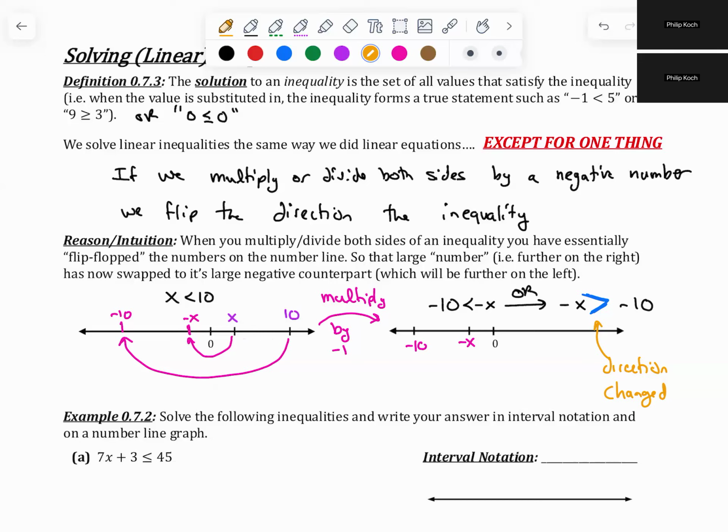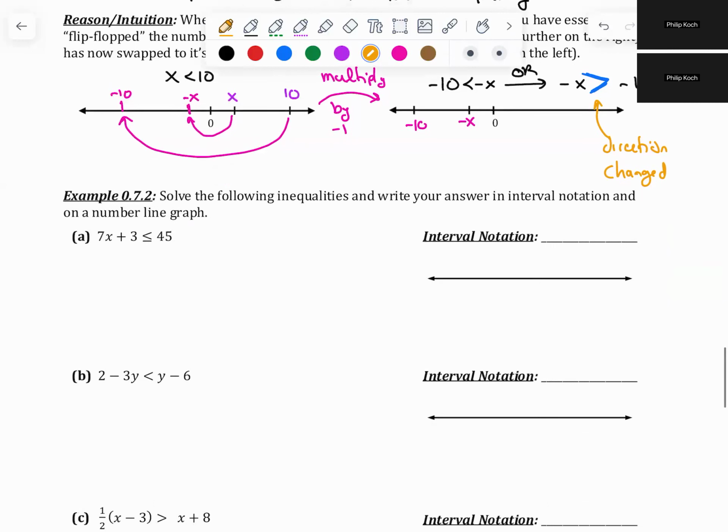Does that make sense? That's the reason why if you multiply or divide by -1 or -10, it changes the direction. That's the only difference. So we'll pick up next time with that.